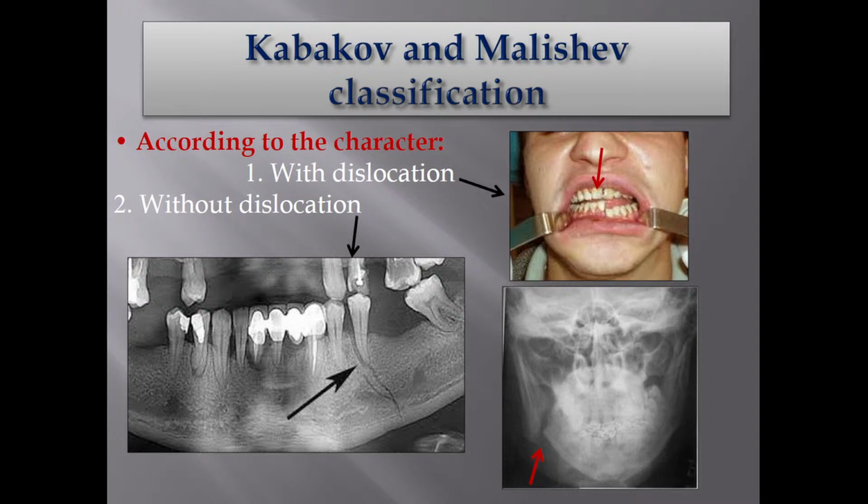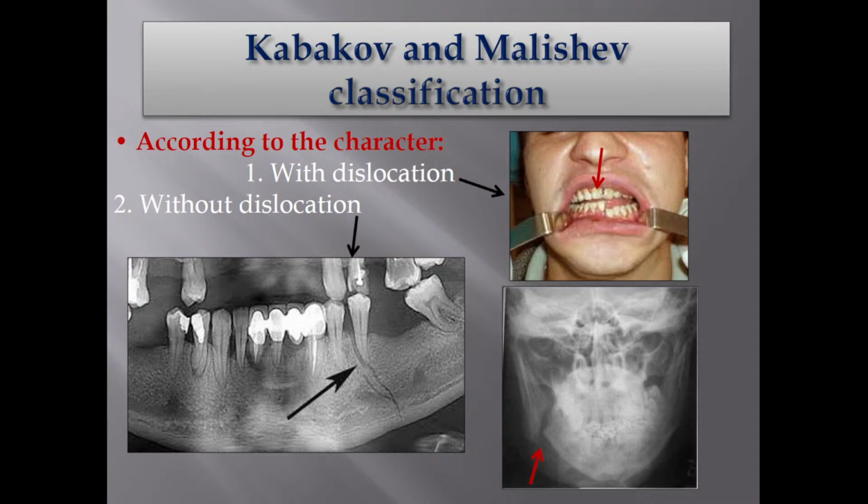According to the character of the fracture, we can classify all fractures as fractures with dislocation and fractures without dislocation. On this X-ray, it's an extraoral X-ray and photograph, you can see fractures without dislocation, and I show it by black arrow. We can't see any dislocation, but we can see lines of fractures.